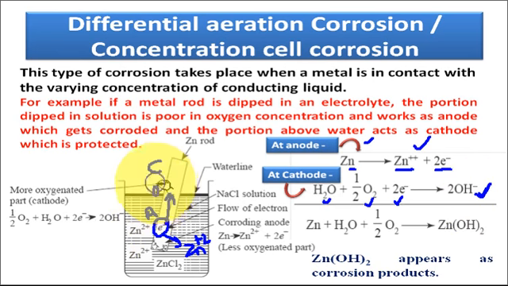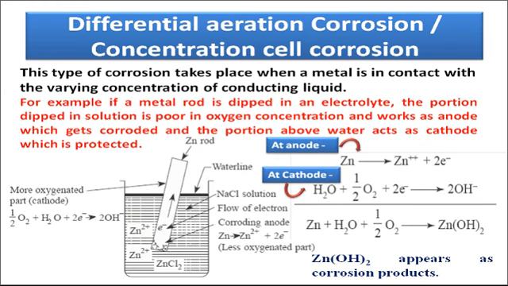Here, hydroxyl ions are formed, while at the anodic part, zinc 2+ ions are formed. So, ultimately, both these ions combine and form zinc hydroxide as a corrosion product. So, near the cathode, somewhere here, the zinc hydroxide corrosion product is formed. So this is the case where, due to the different concentration of oxygen, corrosion of the metal rod takes place.